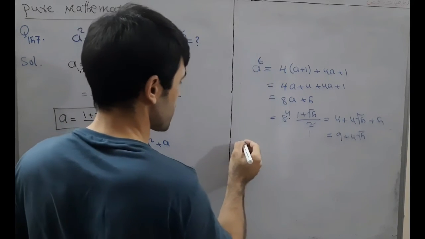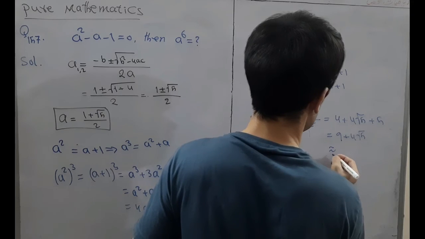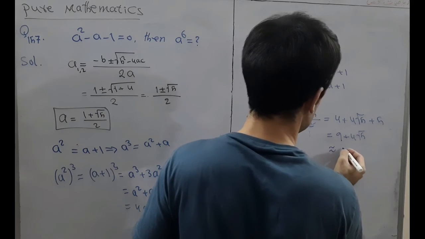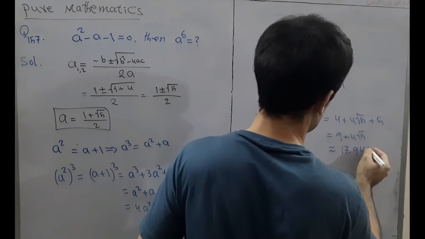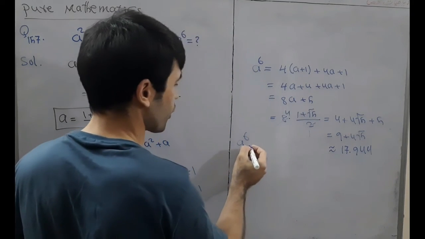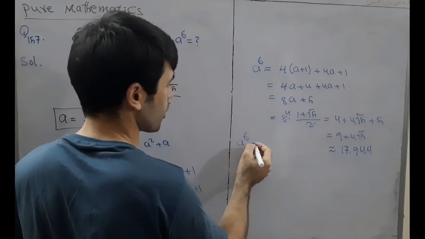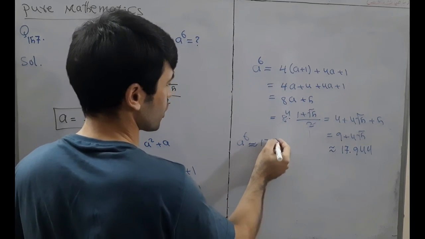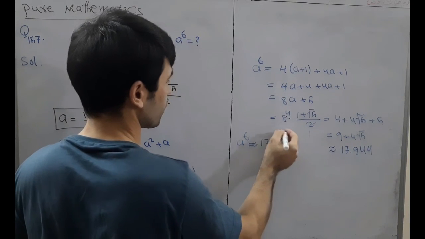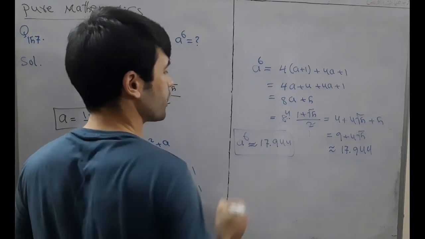a to the power 6 is equal to, by using calculator, 17.944. Therefore, a to the power 6 is approximately equal to 17.944. It was the solution of this question.